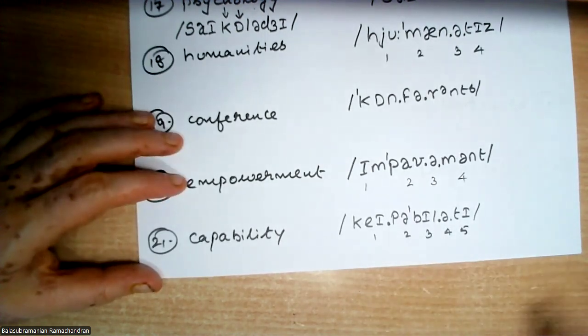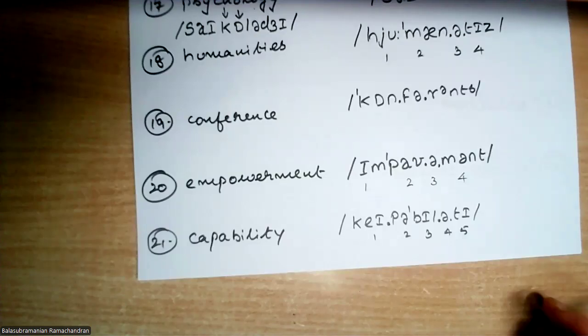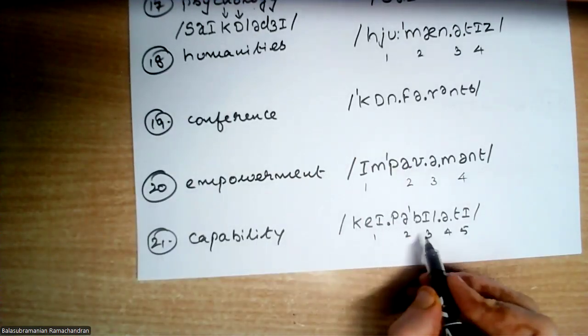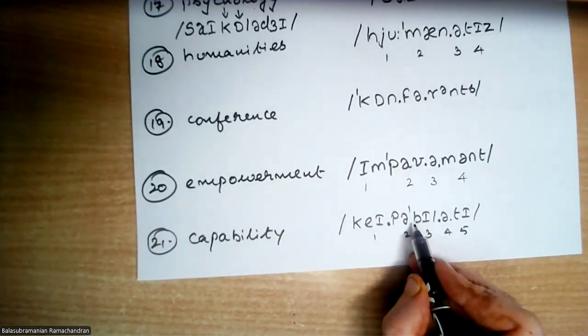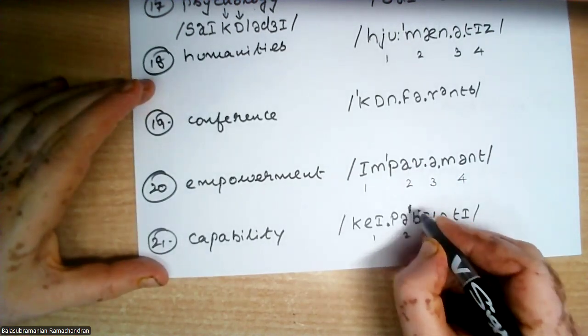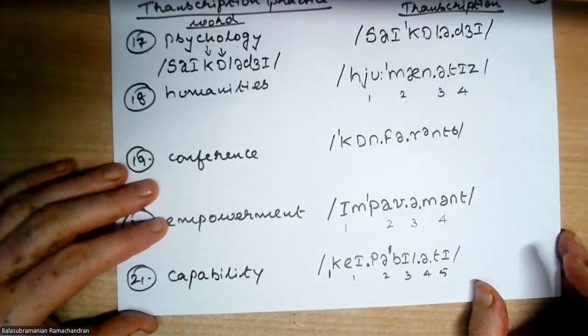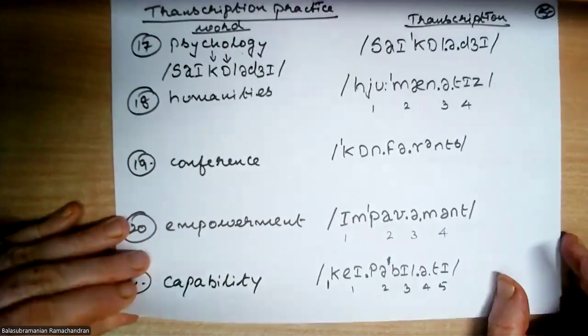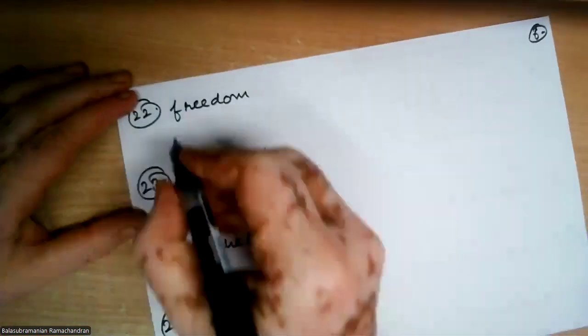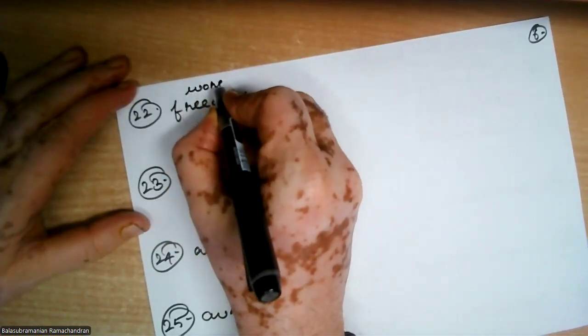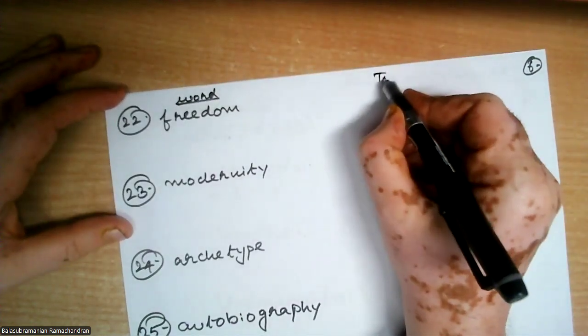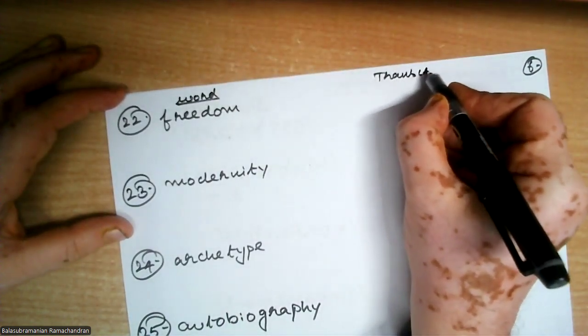Okay. Capability. Now, when we have 5 syllables, you would have noticed one thing. It doesn't stop with just one stress syllable. So there is another stress syllable here. Secondary stress is on K. Capability. All right. Let's move on to the last 4 words. Okay. Let's go on to the transcription.